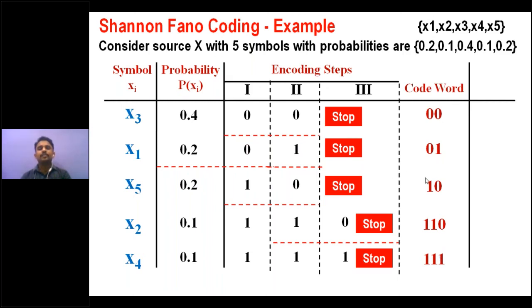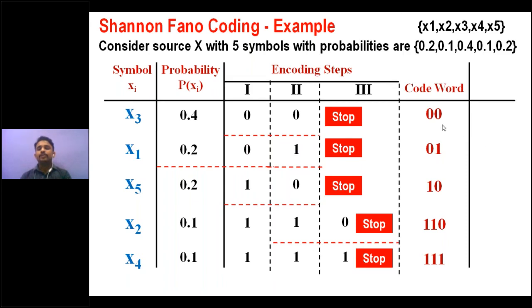Now once again I'm repeating, please concentrate. In order to take this code word from this table, we have to look at every symbol from left to right direction. Those symbols together, we have to take as a code word. So for the first symbol X3, 0, 0. Second symbol X1, 0, 1. Third symbol X5, 0, 1, 1, 0, sorry. Fourth symbol X2, 1, 1, 0. Last symbol X4, 1, 1, 1 we have.